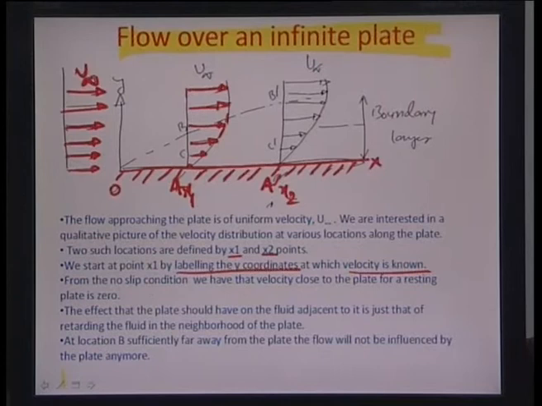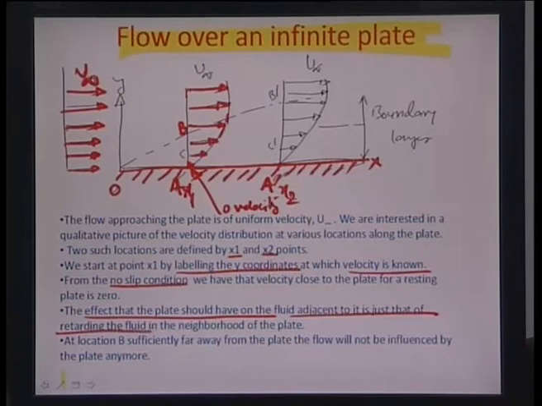As we know, very close to the plate we have a no slip condition or a no slip zone where typically the velocity is 0, as indicated in this particular region, okay. So there is a case of zero velocity or no slip in this region. And what would be the effect on fluids which are close to this point? The effect that the plate should have on fluid adjacent to it is just that of retarding the fluid in the neighborhood of the plate. So it has viscous forces.